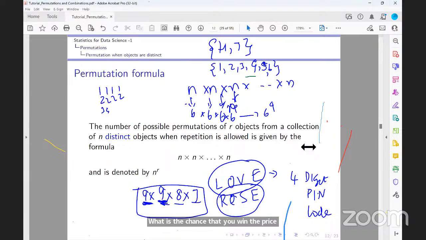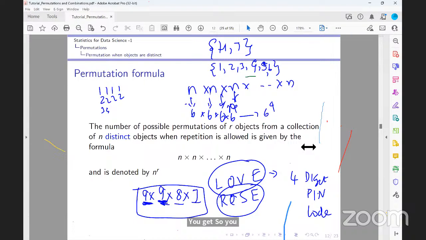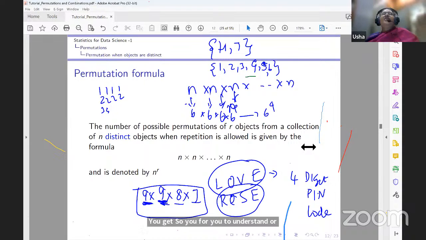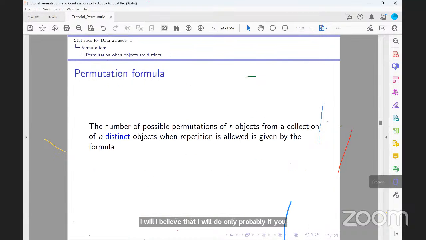So you see that for you to understand or attempt a probability question, you need to understand permutations very well. So don't look at it in isolation. Don't look at permutation and combination as a chapter that you can leave out, saying, I don't like permutation and combination, I will do only probability. If you don't understand permutations, counting, or combinations, you will not be able to attempt questions from probability. Is it clear? That's very important that you should understand that.